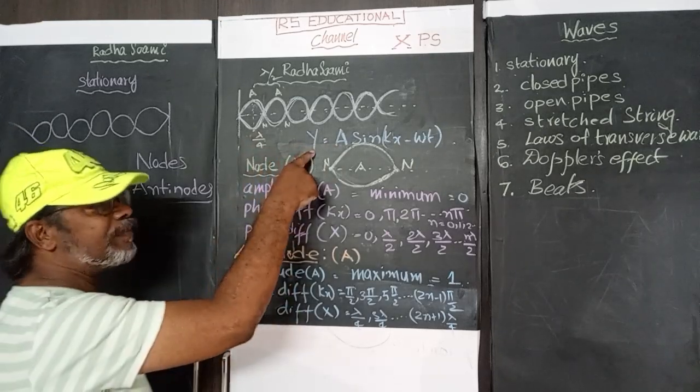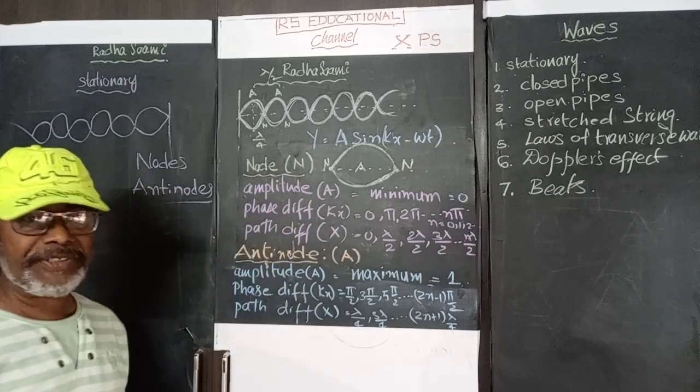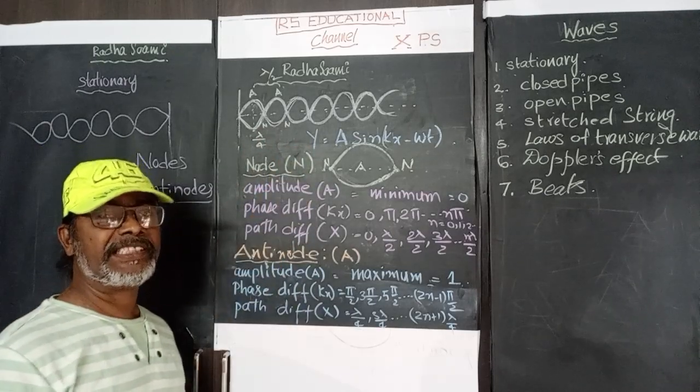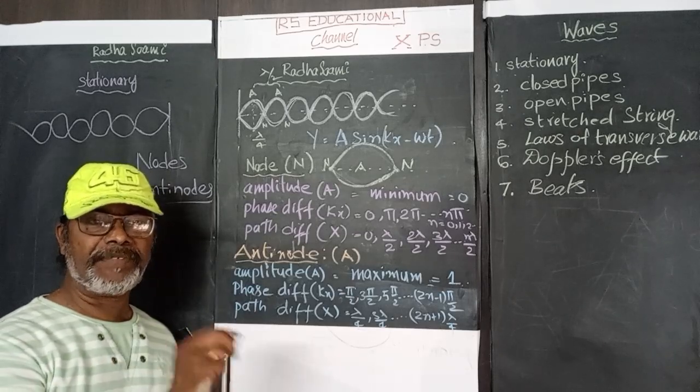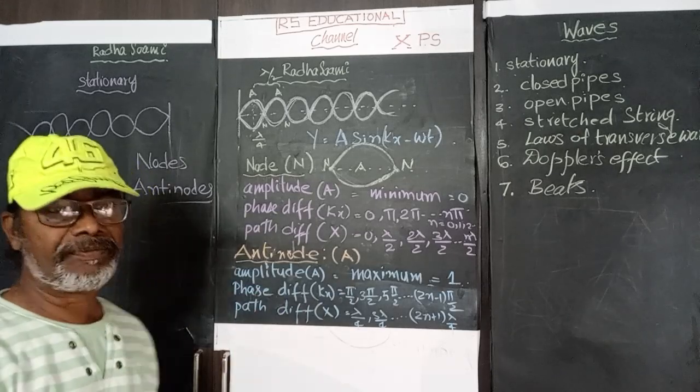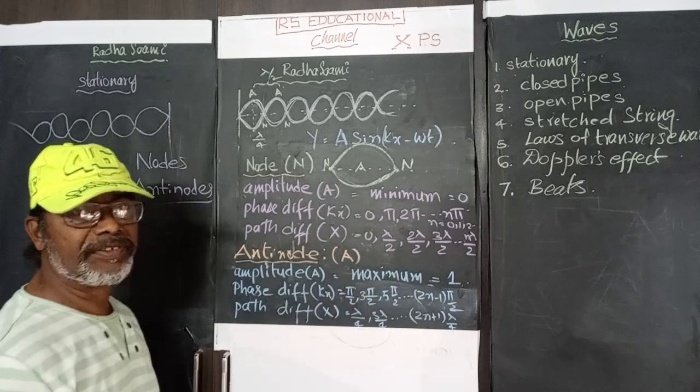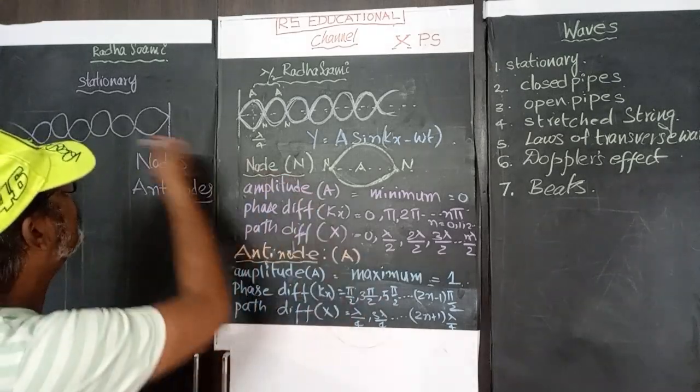And then the displacement. What is displacement? Amplitude is equal to 1. Displacement is nothing but the distance of the particle from one point to another point. That is lambda by 4. Why is it lambda by 4? You can observe here.